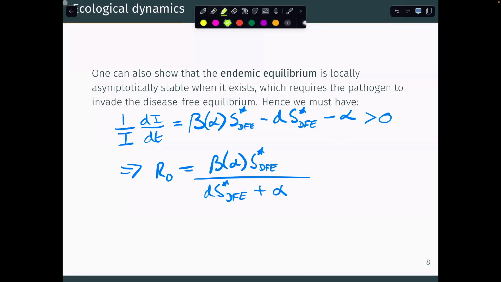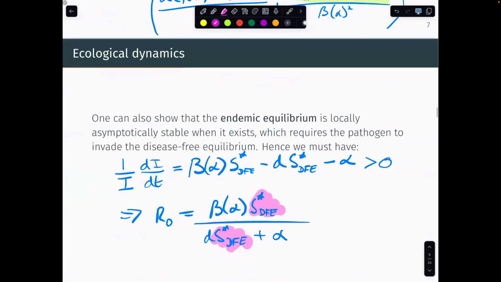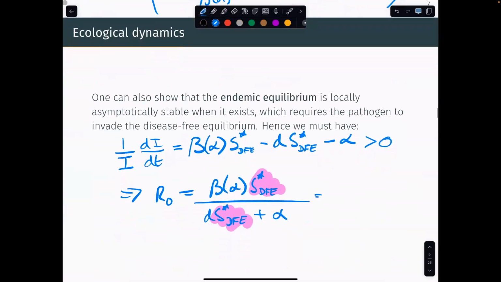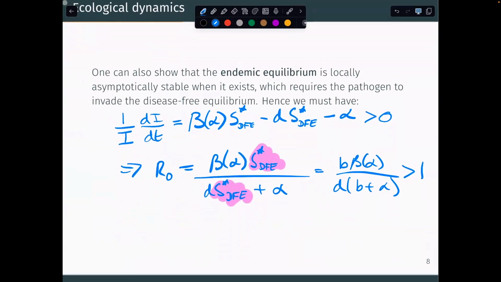So R0, we can simplify this a little bit further. Our disease-free equilibrium up here is just B over D. So now this should simplify to B times beta of alpha over D times B plus alpha. And we need this to be greater than 1 for our disease to be able to invade, and in turn for our endemic equilibrium to be locally asymptotically stable. Just remember, we refer to this R0 as our basic reproduction number.